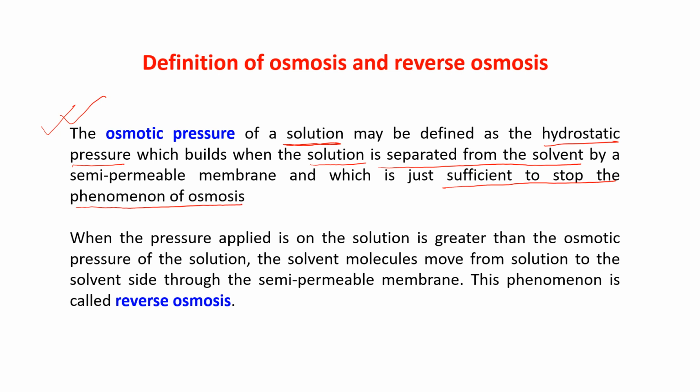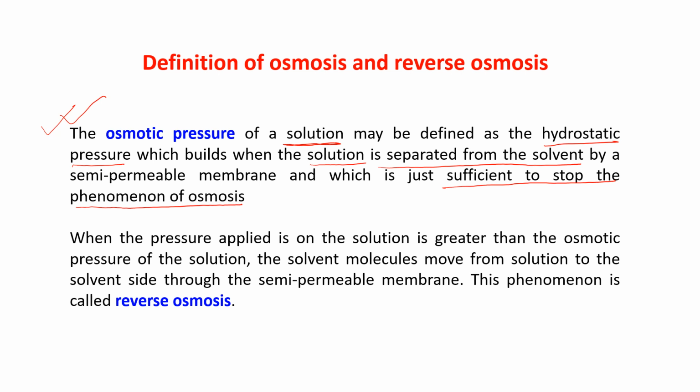What does it mean? What is the phenomenon of osmosis? The phenomenon of osmosis is that because of the osmotic pressure, the molecules of the solvent enter the solution side through the semi-permeable membrane, and you have seen through the experiment that because of that the level of the solution is rising up, but after some time it stops. That means the phenomenon of osmosis is not taking place anymore.